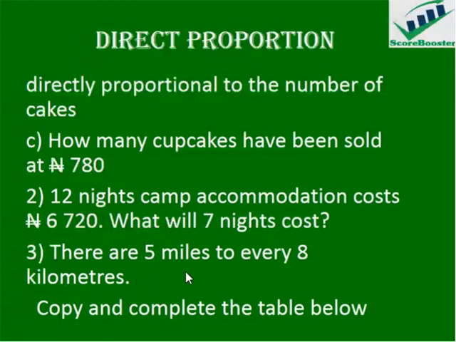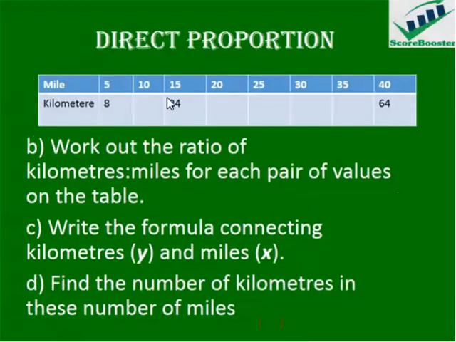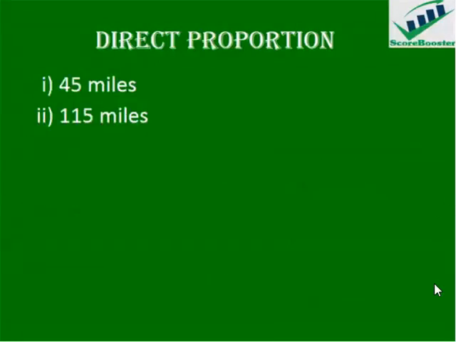So this also, they say 5 miles to every 8 kilometers. So we have to find how many kilometers 10 miles will give, 20 miles, and so on. You mark out the ratio, you check if the miles and kilometers are in direct proportion, and also you look for the formula connecting kilometers and miles and find the number of kilometers in this number of miles, that is 45 miles, 115 miles. So that is the end of the exercise.